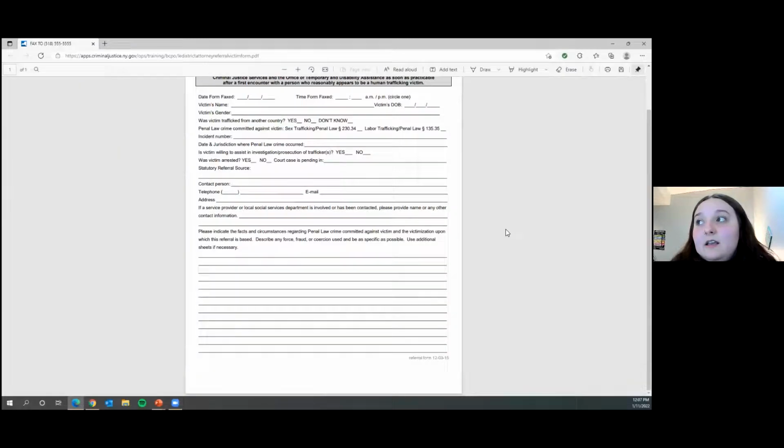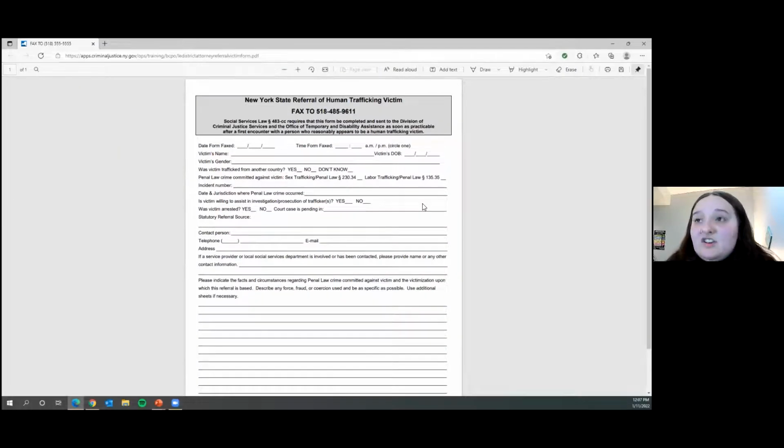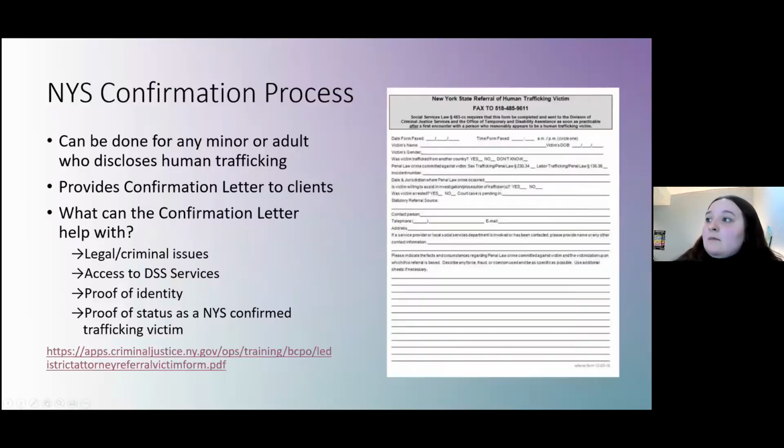So this is the form pulled up so you can see it a little bit clearer. You can fill out this form, and you just really describe any force, fraud, or coercion that has happened, basically what has happened. And there's also now an online form. If you just Google New York State referral of human trafficking victim online, that'll pop up as well. And I'm more than happy to send out that link as well.